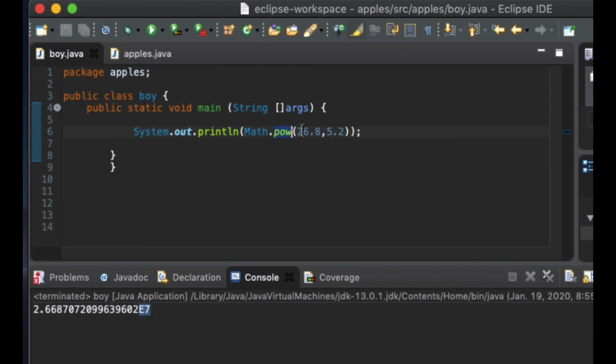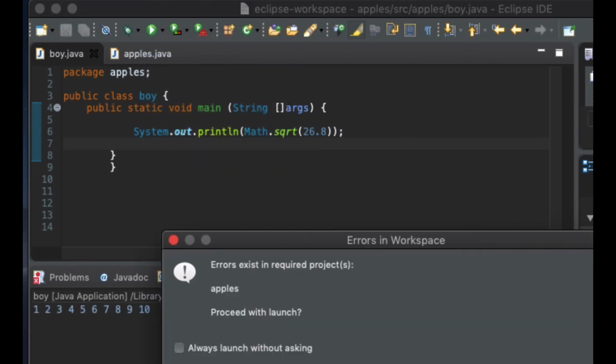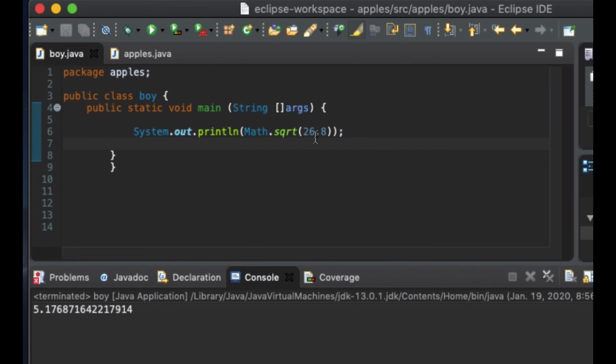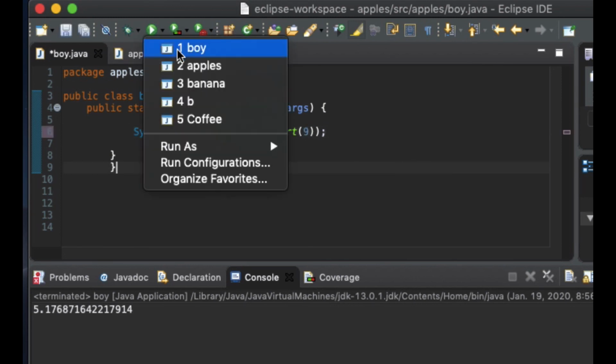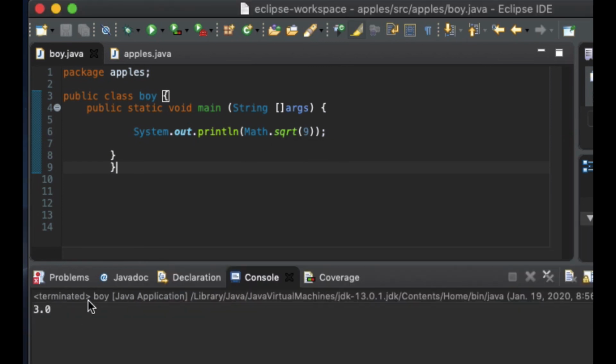Now the next thing we are going to see is square root. To do the square root, we type sqrt, and for this one we just give one number, because square root takes only one number. So square root of 26.8, and if I run this one, now you can see we get a result. The obvious one we can do is 9. If you put 9, it should give us 3. Let's run this again. You can see we are getting 3.